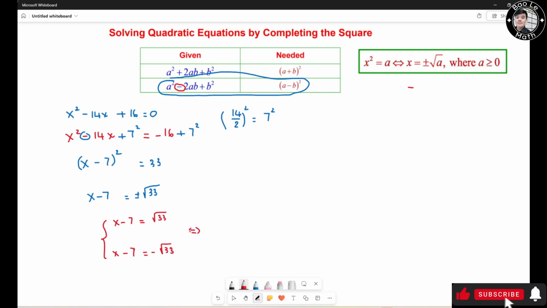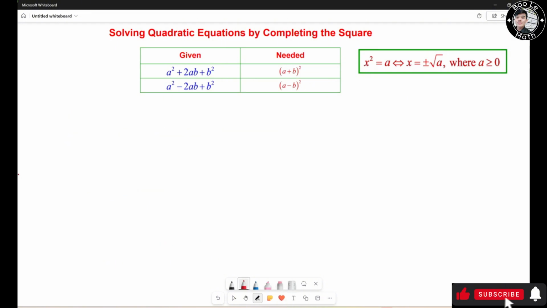Now I need to simplify. And keep in mind, 33 is a prime number, so you cannot take the square root of this number. So you just leave it. So I just add 7 to both sides. So it turns out to be s equals the square root of 33 plus 7, and s equals negative square root of 33 plus 7. And we have two solutions. Now let's take a look at the next example.